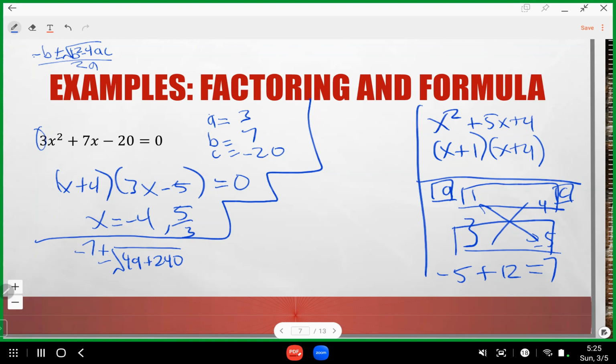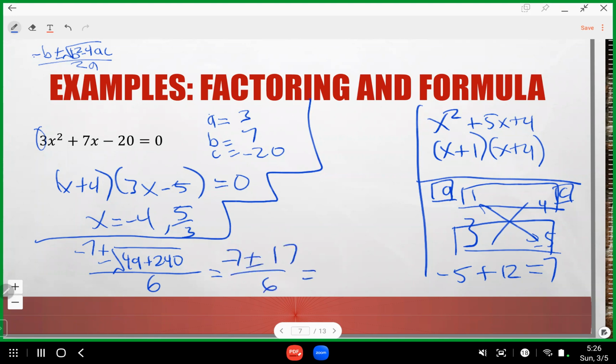So the square root of 289, I'm pretty sure is something like 17. Square root of 289. Yeah, it's 17. Okay. So then as 2a is just 6, you get -7 plus or minus 17 over 6.